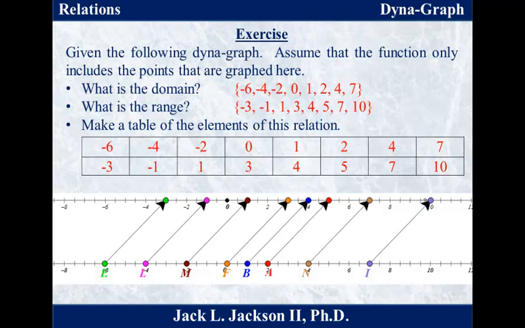Does that work? -6 plus 3 is -3. -4 plus 3 is -1. Yeah, I believe that works. And you can check that out and see that it does. So there's the dynograph of y equals x plus 3.